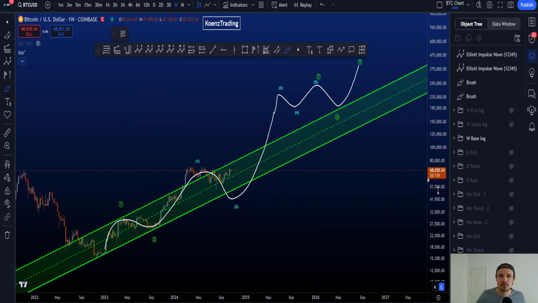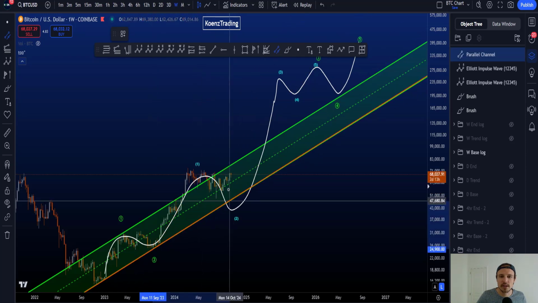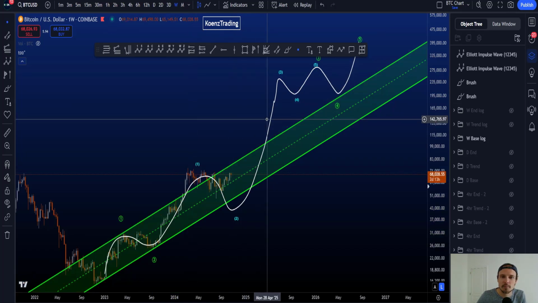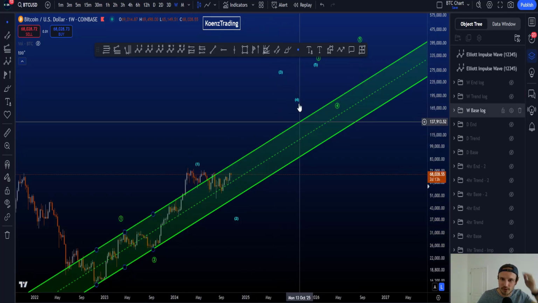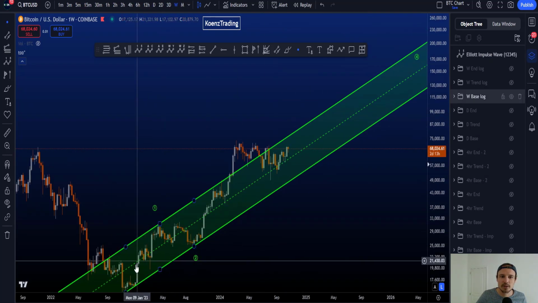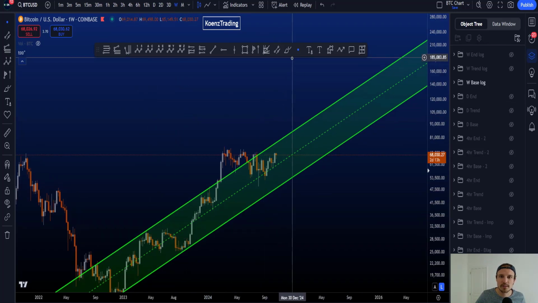And also for your lower degree impulse, you can then pull another base channel from the start of your blue one to the end of your blue 2 to the end of your blue one, right? It's the same thing, but that's maybe too much for this video. So let's just focus on what we have here, right? So at the moment, we are then looking for 1, 2, 3, 4 and a wave 5 towards the upside.